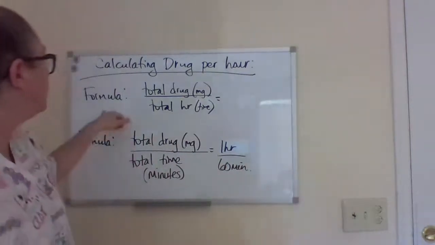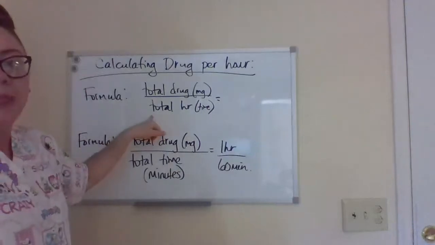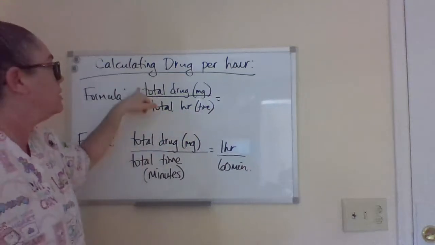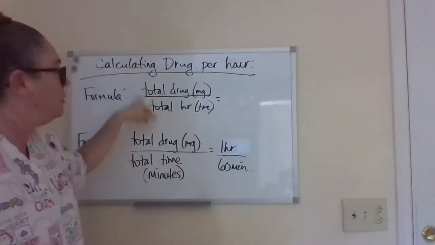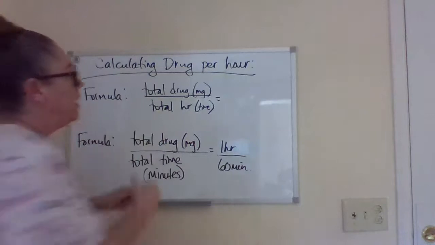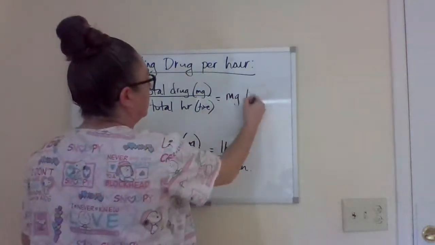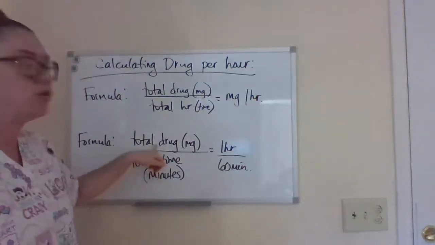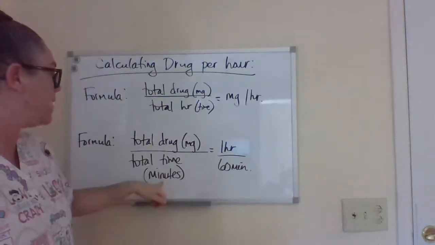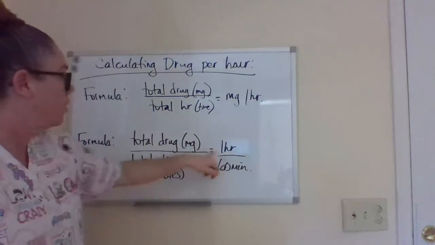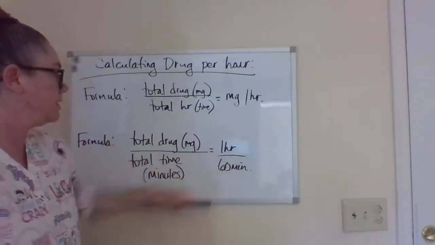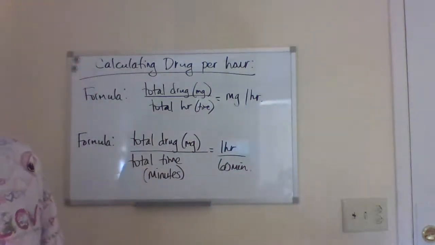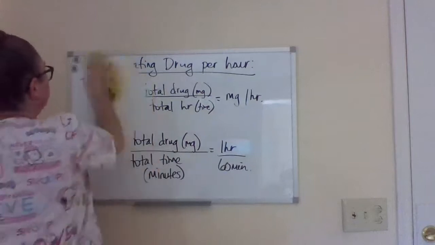Okay? So the first formula is if your total time that the IV bag is being ran is given in hours. You're going to take the total amount of drug in the bag divided by the hour, and that gives you your milligram per hour. If your time is given in minutes, it's your total drug in milligrams in the bag divided by 30 minutes over or equals 1 hour over 60 minutes. And again, this is a cross multiply here. Okay, so we're going to do a couple problems.